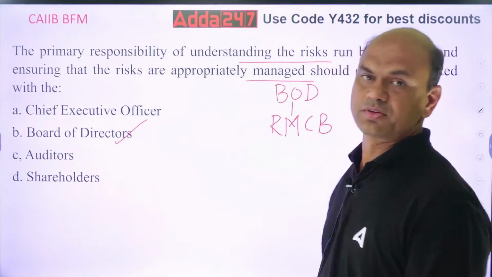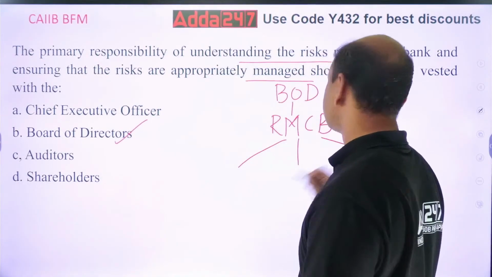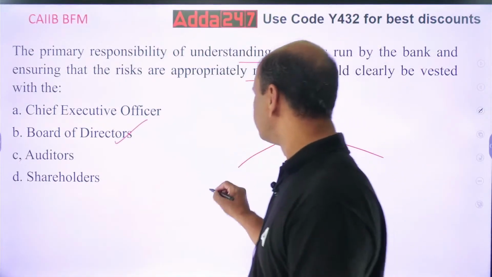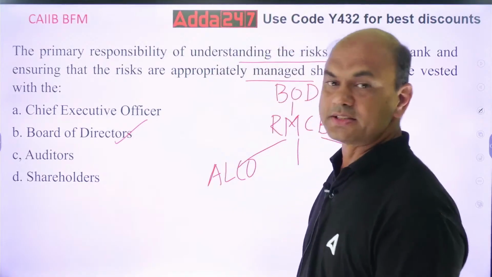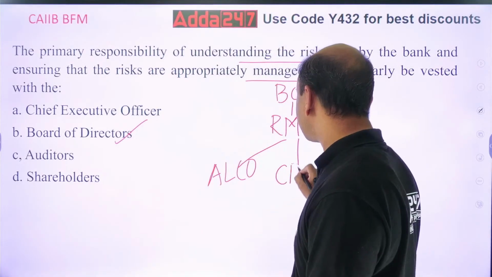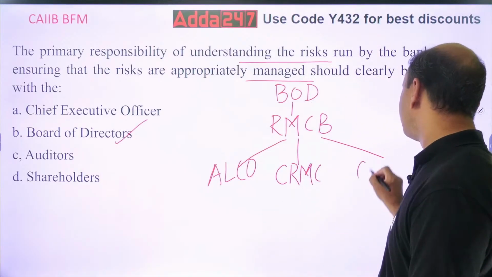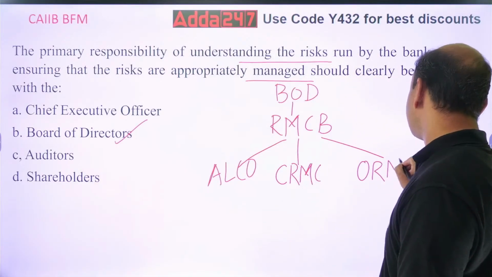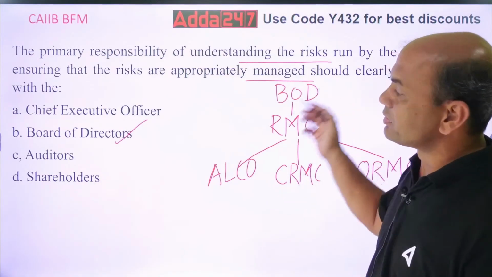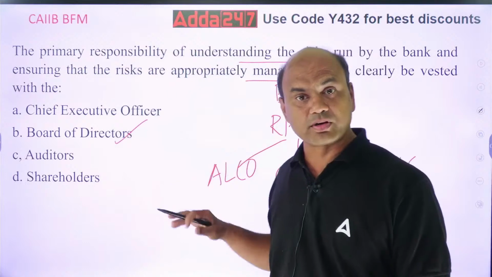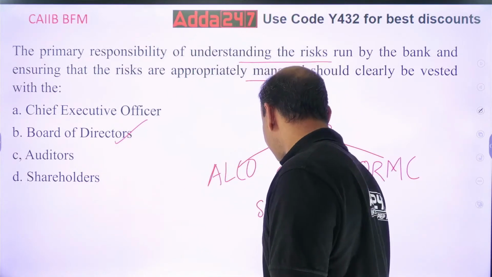Below this, there are 3 committees: ALCO, Asset Liability Committee, then CRMC, Credit Risk Management Committee, and ORMC, Operations Risk Management Committee. So these are the 3 committees below the board of directors. So this is the framework. Below this, there are support groups.